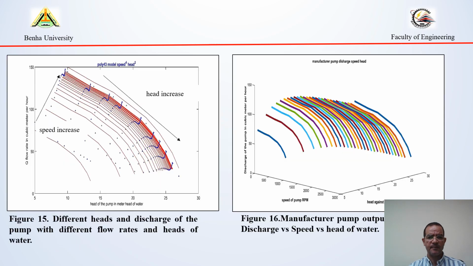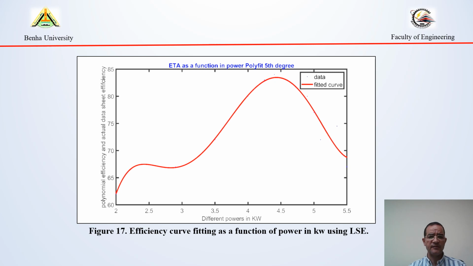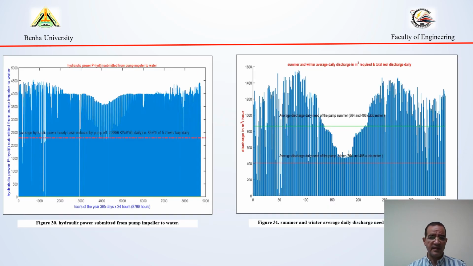used in this study. This is the different heads and discharge of the pump with different flow rates and in 3-dimension discharge versus speed of the pump versus head of water. This is the efficiency curve we design in this study using the least square error and polynomial method. This is the hydraulic power submitted from pump impeller to water, and this is the summer and winter average daily discharge needs and daily discharge.